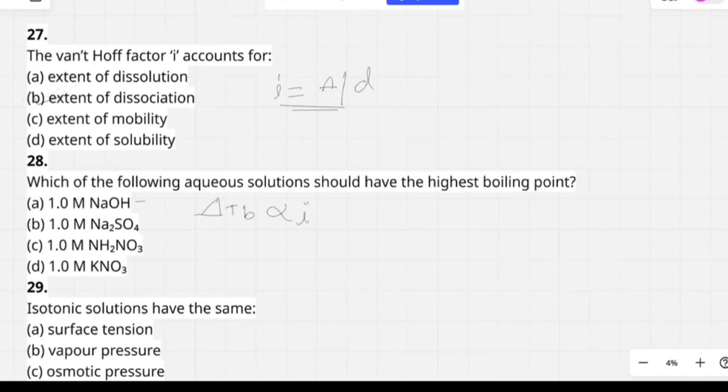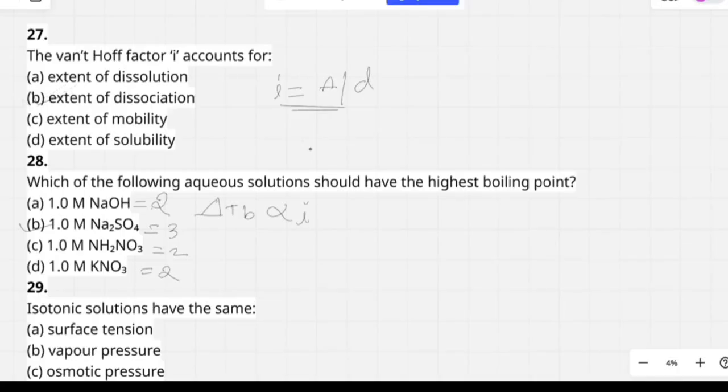Here in option A, i is equal to 2. In option B, i is equal to 3. So here NH4+ and NO3-, it is 2. For KNO3 it is also 2. So which has the higher value of i? Option B, Na2SO4. Therefore, which solution has the highest boiling point? Na2SO4 solution has the higher boiling point.